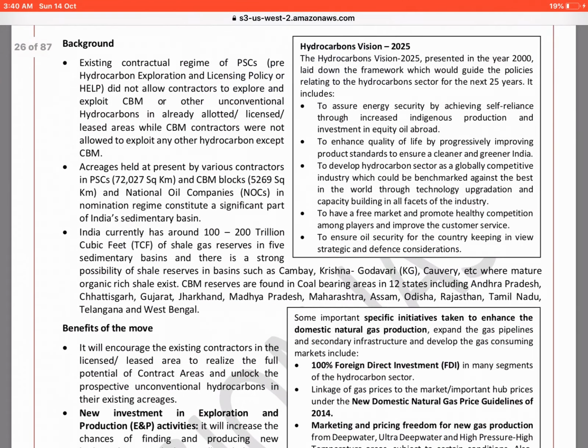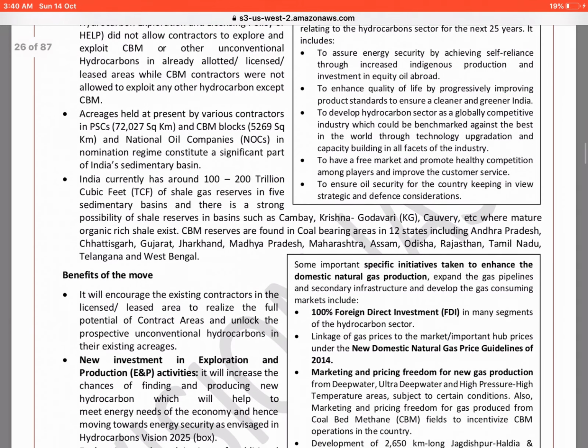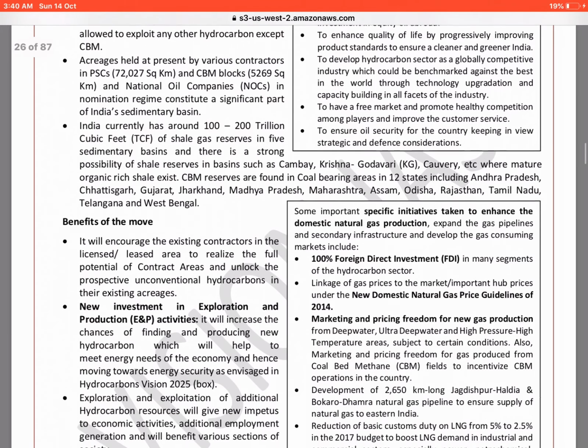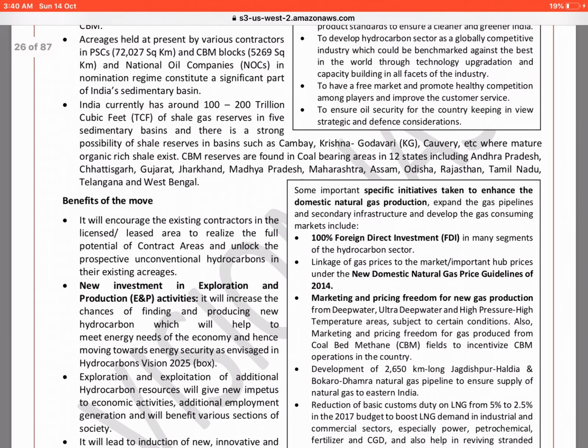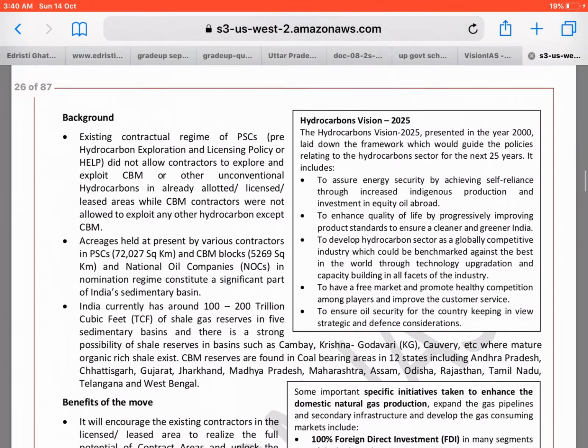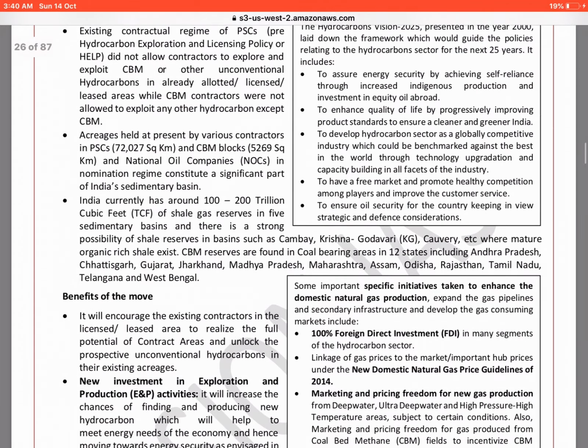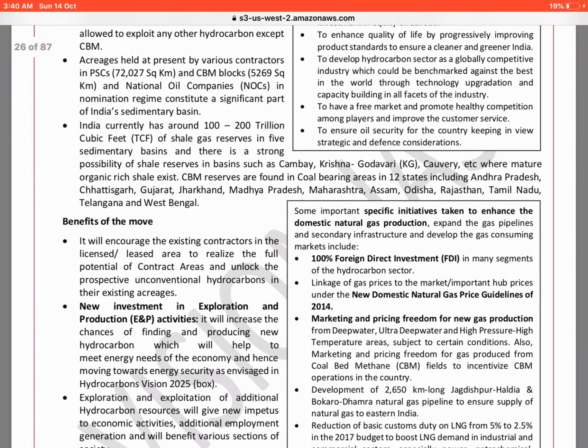एंड यहाँ पे एक हाइड्रोकार्बन विजन 2025 दिया हुआ है. ये बहुत ही जनरल इन्होंने अपने विजन पॉलिसीज़ बनाई हैं कि सेल्फ रिलायंट होंगे, प्रोग्रेसिवली इम्प्रूव करेंगे प्रोडक्शन स्टैंडर्ड्स को, क्लीनर ग्रीनर इंडिया बनाएंगे, हाइड्रोकार्बन सेक्टर्स एज अ ग्लोबली कॉम्पिटिटिव इंडस्ट्रीज़ बनाएंगे, फ्री मार्केट्स प्रमोट करेंगे, ऑयल सेक्टर को इंश्योर करेंगे. तो दीज़ आर वेरी जनरल पॉइंट्स दैट यू कैन read it and make certain key points and can write in your answers. Very, very general point.